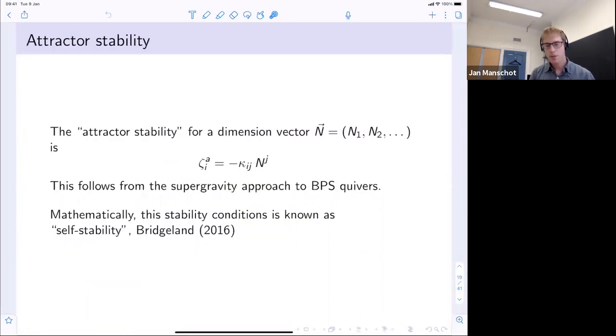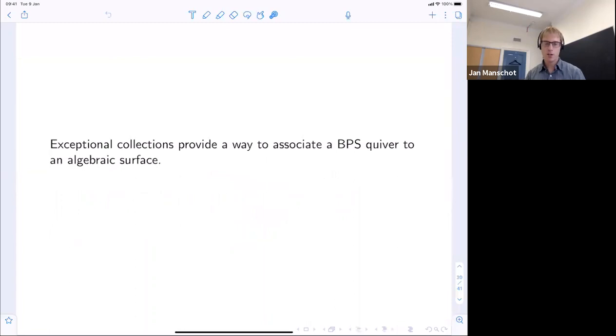Okay, so we would like to set up BPS quivers for these Fano and toric surfaces. The key to setting up the BPS quiver for a given surface is the so-called exceptional collections. Exceptional collections provide a way to associate a BPS quiver to an algebraic surface. For surfaces like the toric surfaces and the Fano surfaces, exceptional collections are known, but they're not known for arbitrary surfaces.